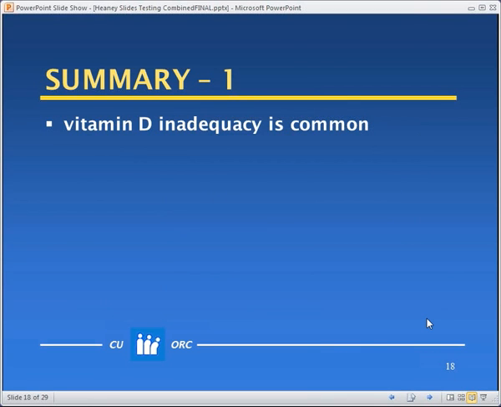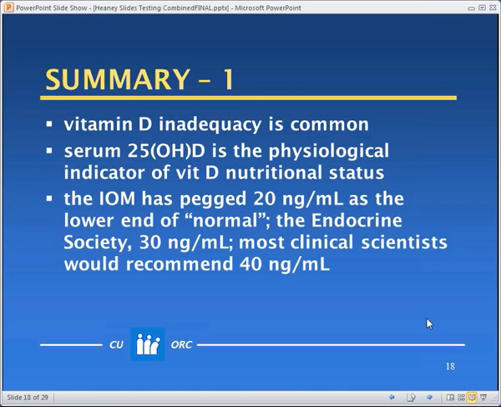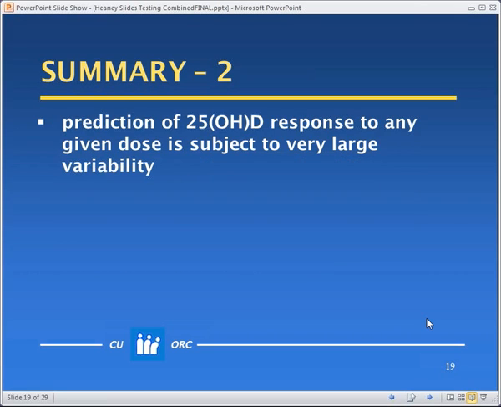So to wrap up and to leave time for questions, we want to remind you that vitamin D inadequacy is common, and that serum 25-hydroxyvitamin D is the physiological indicator of what our vitamin D nutritional status actually is. The Institute of Medicine had pegged 20 nanograms as the lower end of what they considered normal. The Endocrine Society used 30 nanograms, and most clinical scientists working with vitamin D every day would recommend 40 nanograms. So this is simply to put you in contact with what's out there in the environment here.